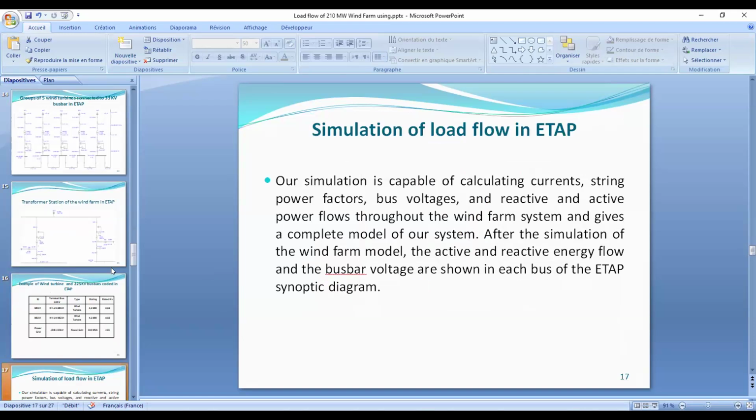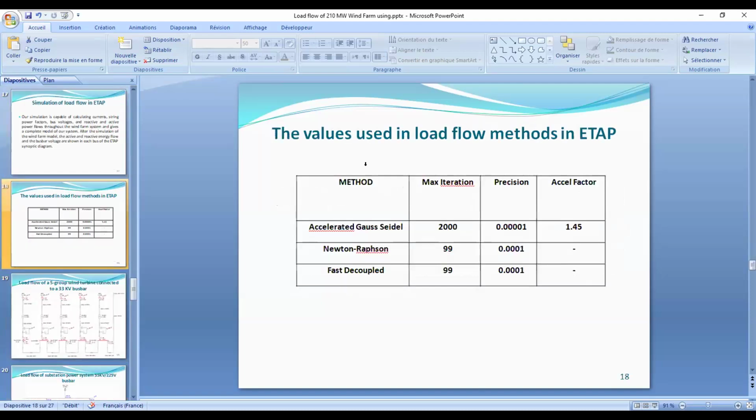For the simulation, our simulation is capable of calculating current, power factor, bus voltage, and reactive and active power throughout the wind farm system, and gives a complex model of our system. After the simulation of the wind farm model, the active and reactive energy flow and the bus bar are shown in each bus of the ETAP synoptic. In this table, for the simulation implementation, the convergence value and the maximum number of iterations used to compare the 3 load flow methods are specified in ETAP.